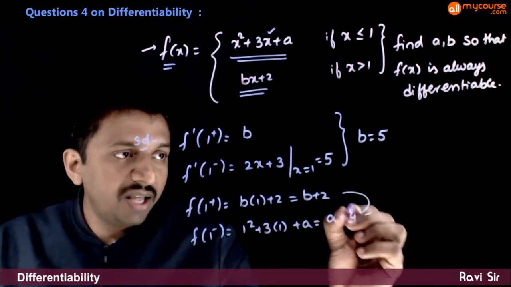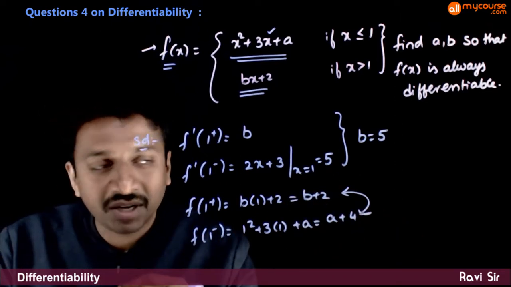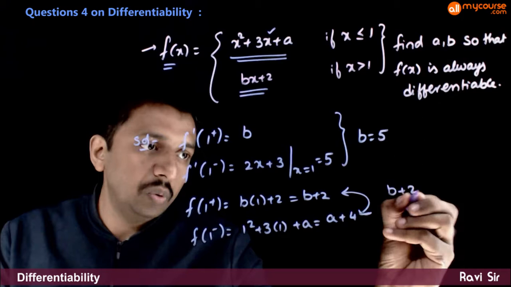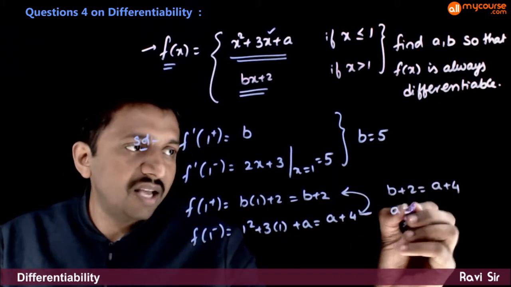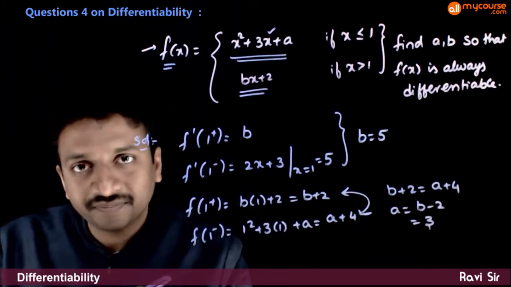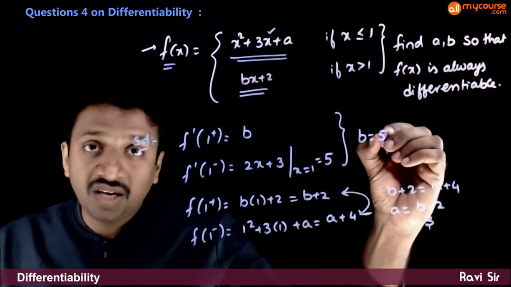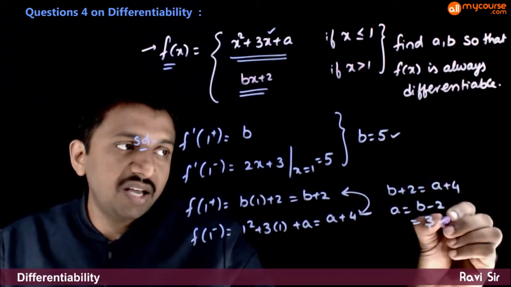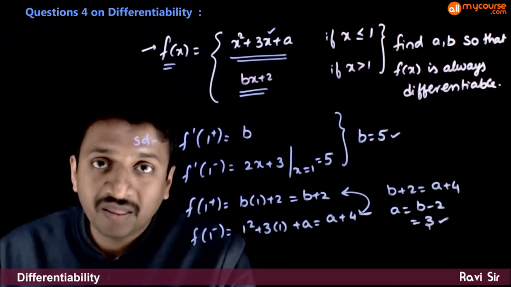So for the function to be continuous, the right limit has to be same as the left limit. So b plus 2 has to be same as a plus 4. So a is equal to b minus 2, which is equal to 3. So b is equal to 5 and a is equal to 3 is the right answer.